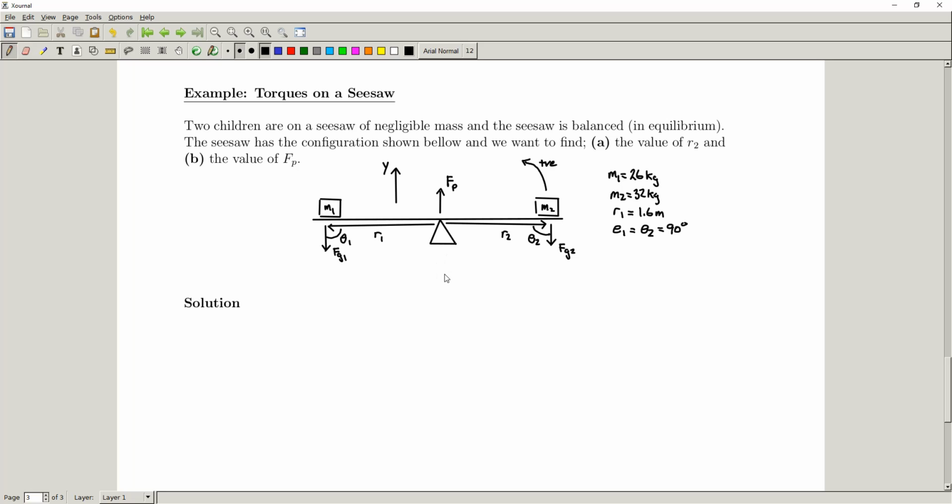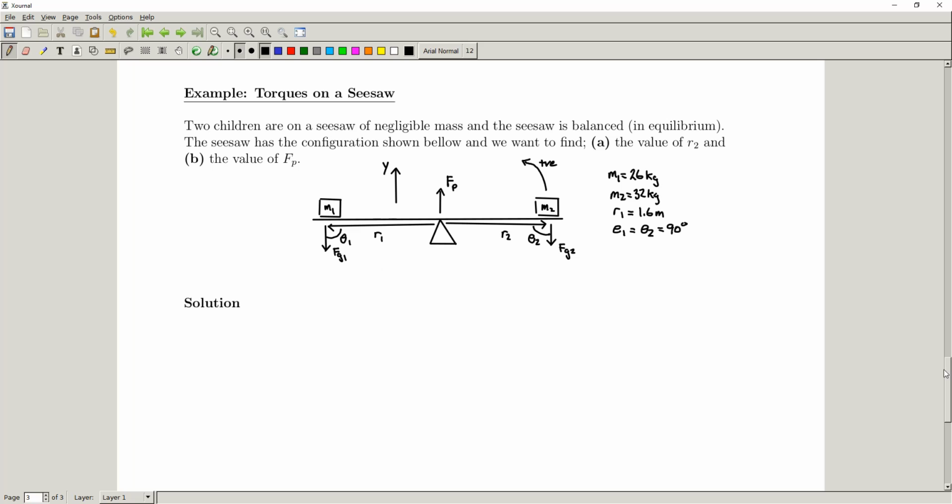And what are we trying to find? Well, we're given these values over here. We know that M1 is equal to 26 kilograms, M2 is 32 kilograms. R1, this distance in here, is 1.6 meters. We don't know what R2 is, and we know what theta 1 and theta 2 are. They're both 90 degrees. So we're trying to find what R2 is, and then we want to find what FP is, and FP is just the force that the central pivot is exerting upward on the seesaw.